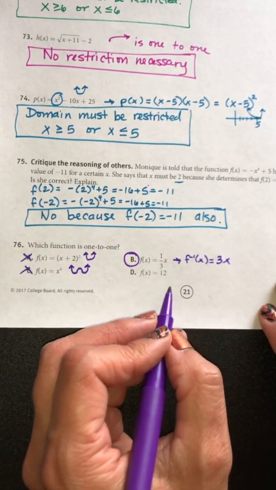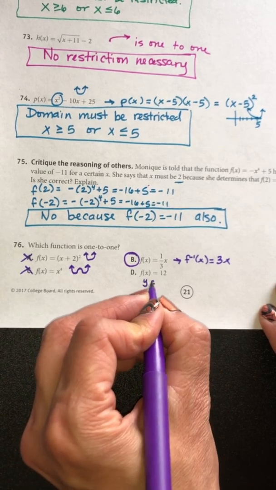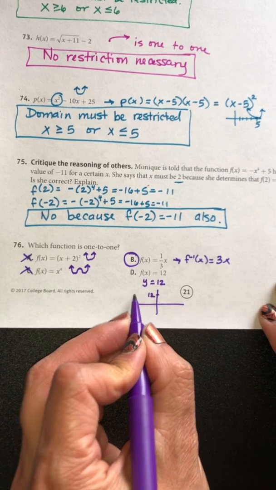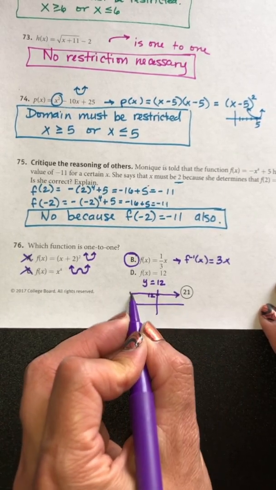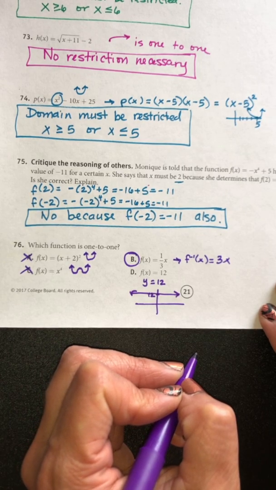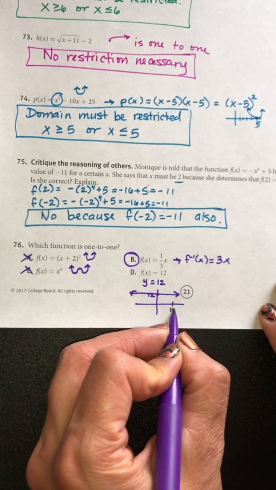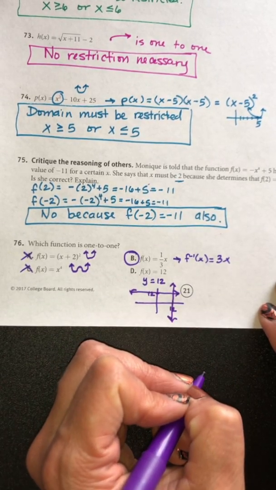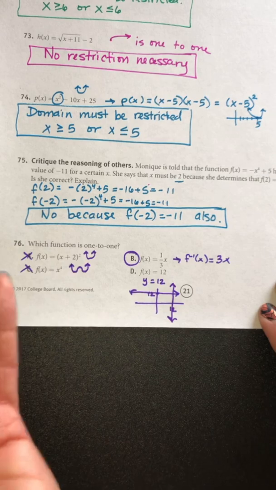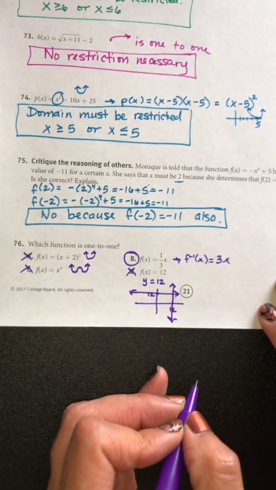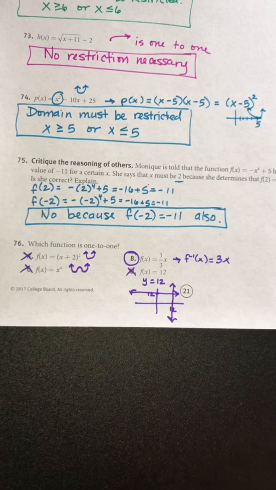What about f of x equals 12? Well, this is the same as saying y equals 12. Well, y equals 12 is a horizontal line. The inverse of a horizontal line would be a vertical line at x equals 12. And vertical lines don't pass vertical line test. So, and a horizontal line doesn't pass both the vertical and horizontal line test. So this one is a no. Okay. So B is the answer to 76.